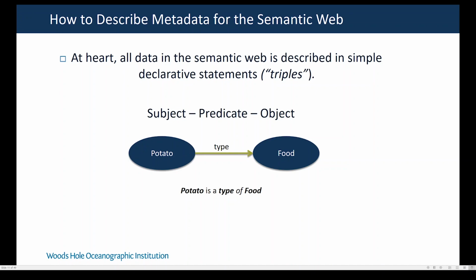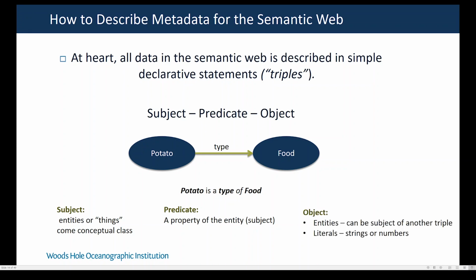At heart, all of the data in the semantic web is described in a triple declarative statement of a subject, a predicate, and an object. So here we're looking at a very simple example where we have potato is a type of food. The potato is a subject. Subjects are entities or things, some conceptual class. The predicate is a property of the entity, so in this case, it's the type. And an object can either be an entity, which can then act as a subject for another triple, or it can be a literal, so it can be a string or a value, like a number value.